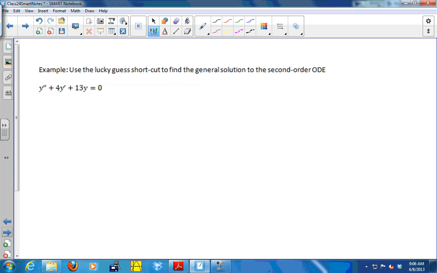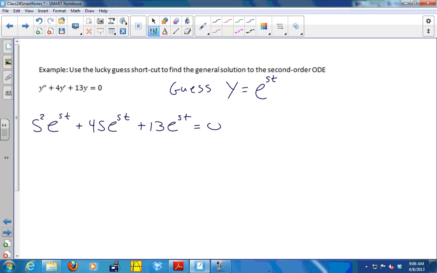All right, so we're going to use lucky guess to find the shortcut to find the general solution to this second order ODE. So we guess that y is going to equal e to the st. Plug in and we get s squared e to the st plus 4s e to the st plus 13 e to the st. Factor out e to the st, and we're going to have e to the st times s squared plus 4s plus 13.